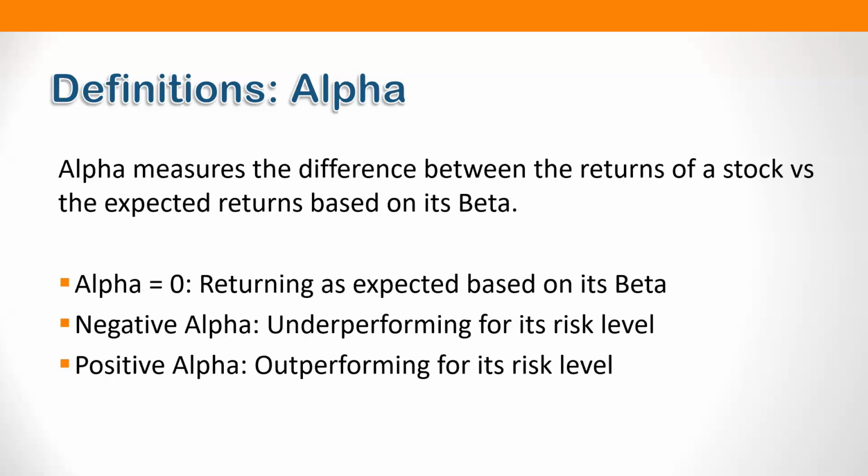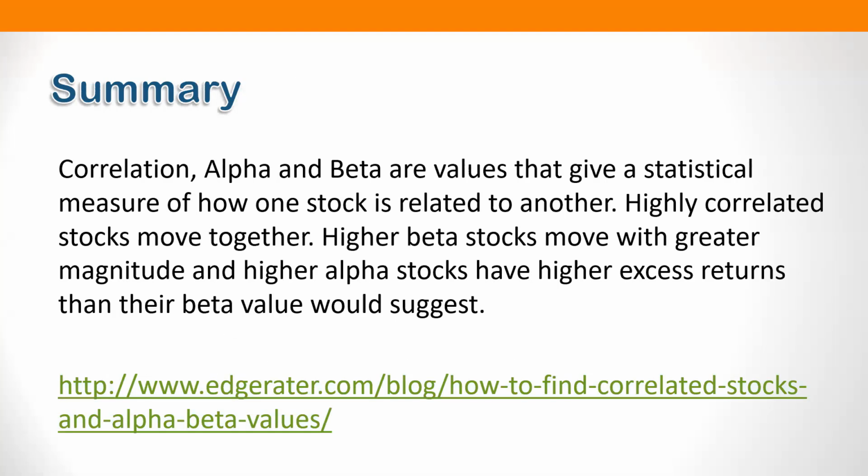And then alpha is a measure of the difference between the returns of one stock versus the expected returns based on its beta. An alpha of 0 is returning as expected based on beta. Negative alpha, it's underperforming for its risk level. And positive alpha is it's outperforming for its risk level. Hence the name of the site, Seeking Alpha, is all about what investors and traders are looking for, alpha. So in summary, correlation, alpha and beta are values that give a statistical measure of how one stock is related to another. Highly correlated stocks move together. Higher beta stocks move with greater magnitude, and higher alpha stocks have higher excess returns than their beta value would suggest.